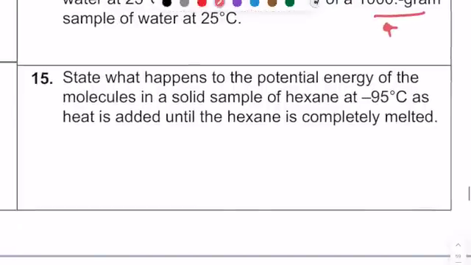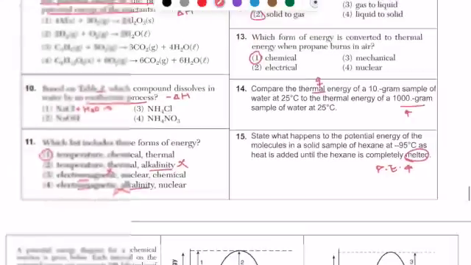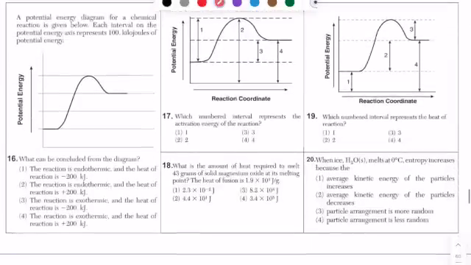State what happens to the potential energy of the molecules in a solid sample of hexane at -5 degrees Celsius as heat is added until the hexane is completely melted. This is referring to your heating and cooling curves. We are heating in this case while we are melting. So remember, the potential energy goes up during the phase change.